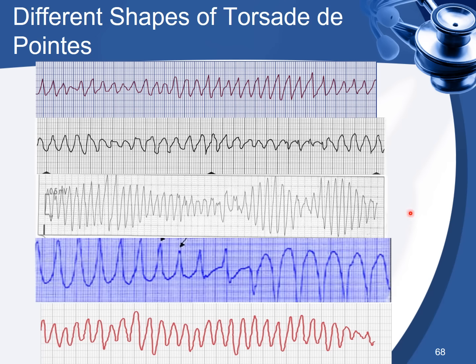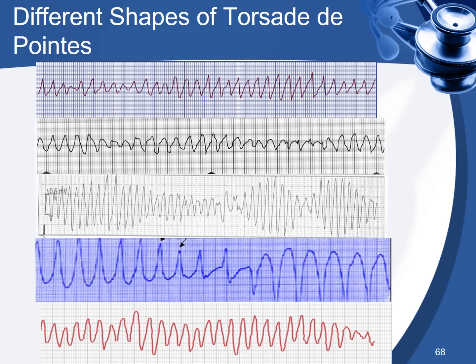Here you have smaller beats, you have taller beats. In here it kind of looks cyclic. Here you have some upright, some smaller ones, then you have some negative deflection. So it twists, it turns. The cause for this is low magnesium level.